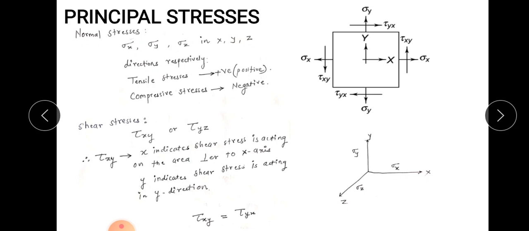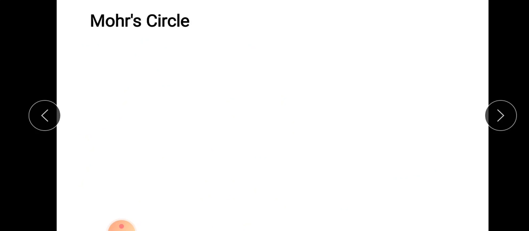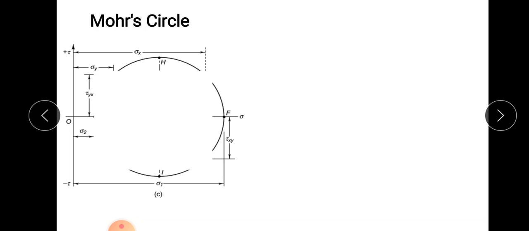So now let us understand the next concept of a Mohr circle. Mohr circle is one of the most effective methods to determine the principal stresses and principal shear stresses. So construction of a Mohr circle diagram is a very effective method to determine these principal stresses and principal shear stresses, right? You can call it a graphical method which is used for the representation of stresses.